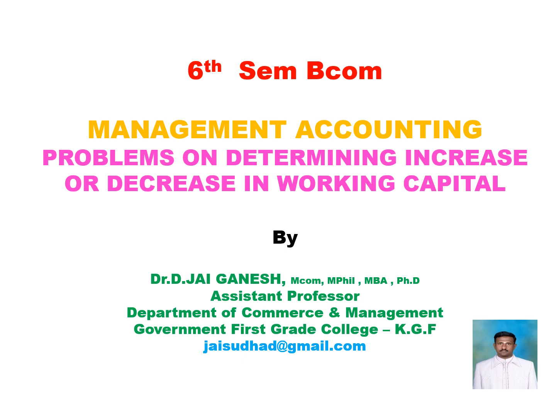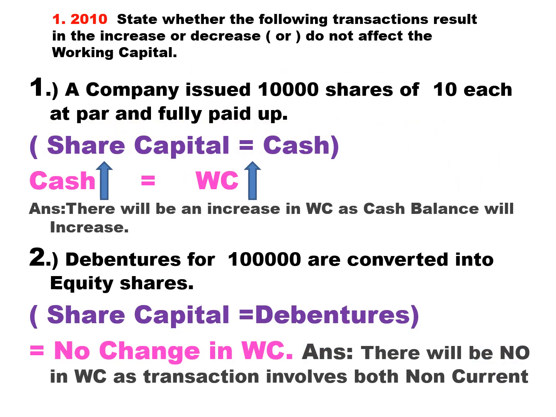So today we are going to work out some problems in determining whether a transaction will result in an increase or a decrease in working capital. The first question: state whether the following transactions result in increase or decrease or do not affect the working capital. A company issued 10,000 shares of rupees 10 each at par fully paid.